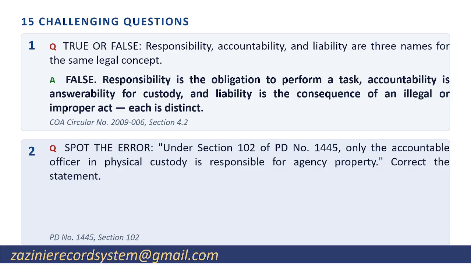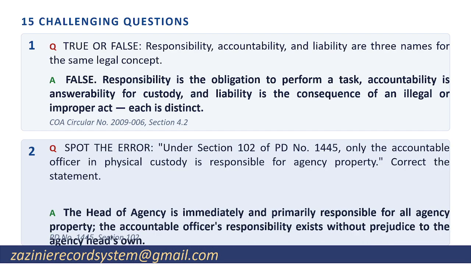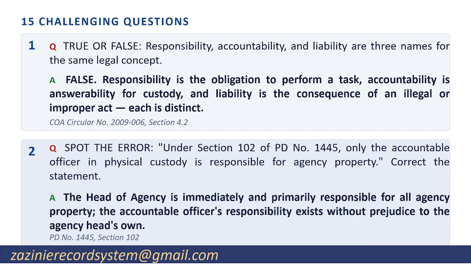Number 2. Q. Spot the error. Under Section 102 of PD number 1445, only the accountable officer in physical custody is responsible for agency property. Correct the statement. The head of agency is immediately and primarily responsible for all agency property. The accountable officer's responsibility exists without prejudice to the agency head's own. Next slide.